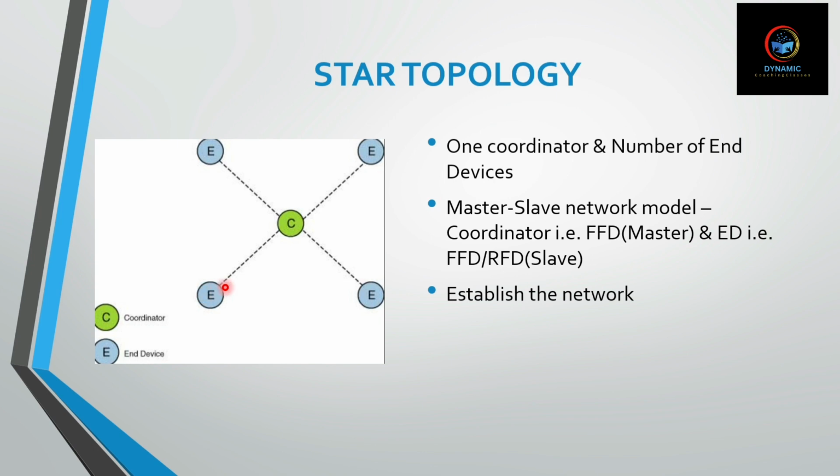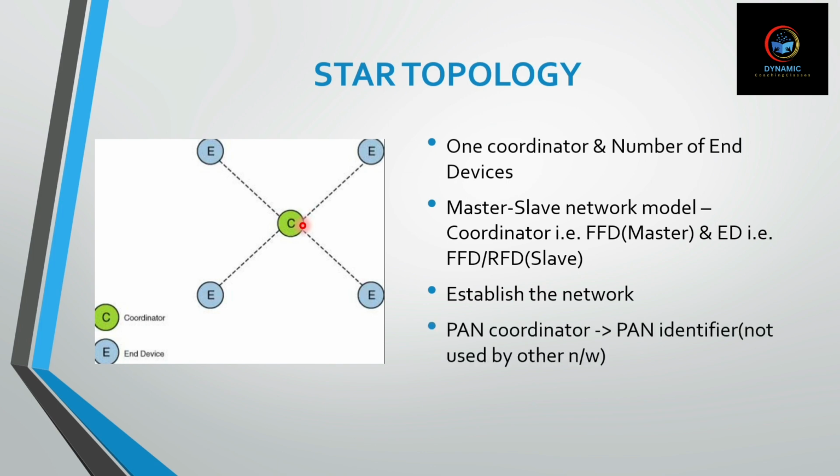Basically, this FFD is used as the personal area network coordinator, that is the PAN coordinator, and it starts establishing the network. So how does it establish the network? This PAN coordinator first selects one unique PAN identifier, and this PAN identifier should not be used by any other network. So it should be unique. First it selects the PAN identifier for the particular network, and then it establishes the network.